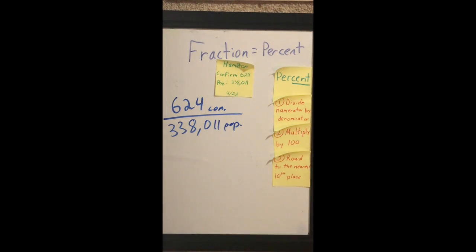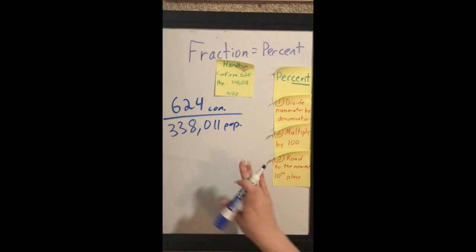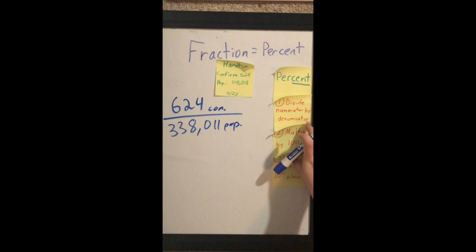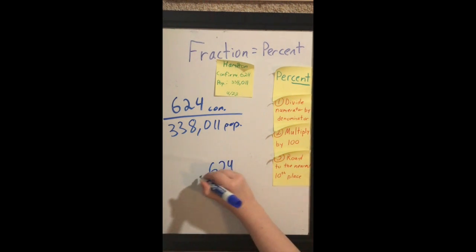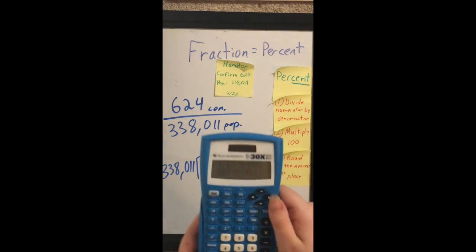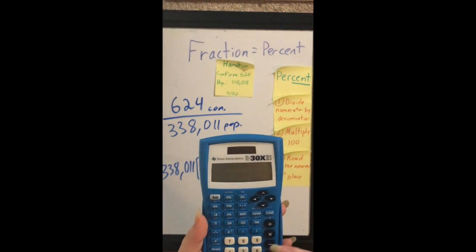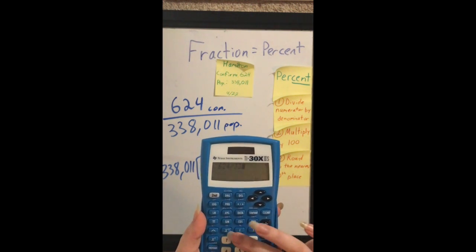So you can tell right away that these are much larger numbers than what we've worked with before. So this is a situation where I will let you use your calculator, but don't pull it out just yet. Let's rewrite the problem. So first we're going to divide our numerator by our denominator. 624 divided by 338,011. So, in this case, you can use your calculator. I'll show you how to write it in. So you're going to do 624 divided by 338,011.